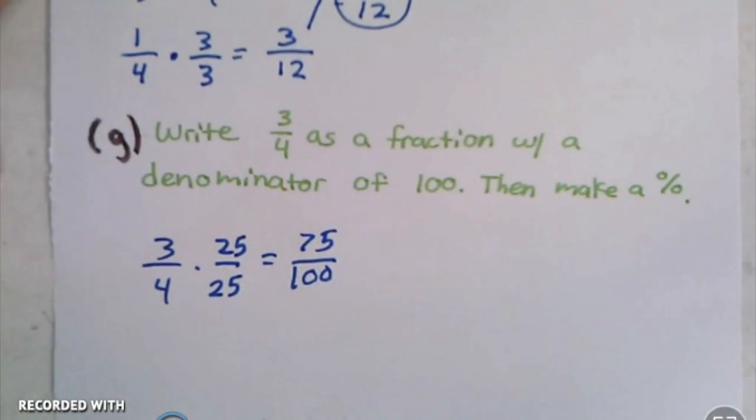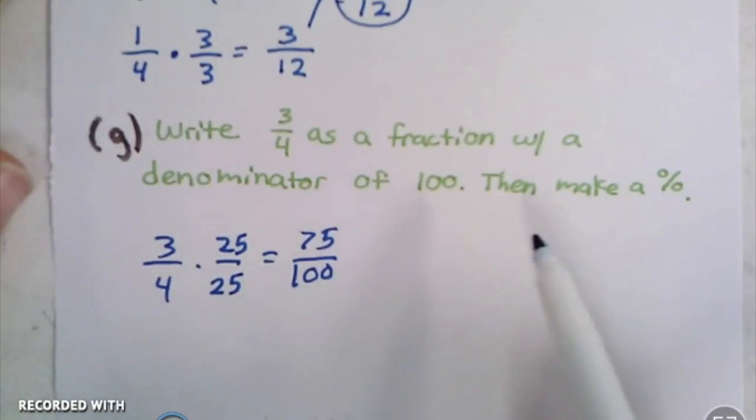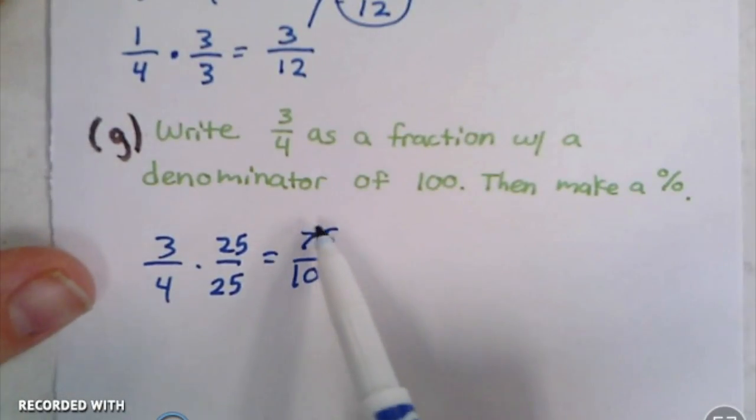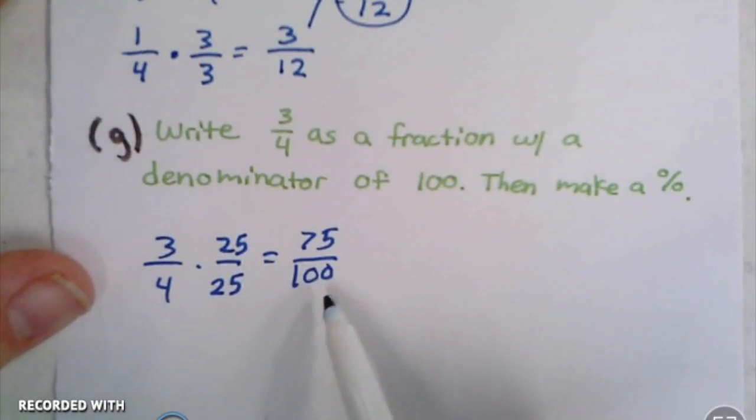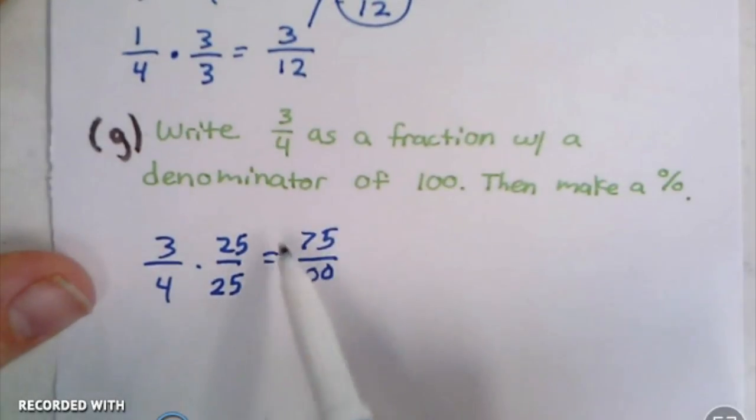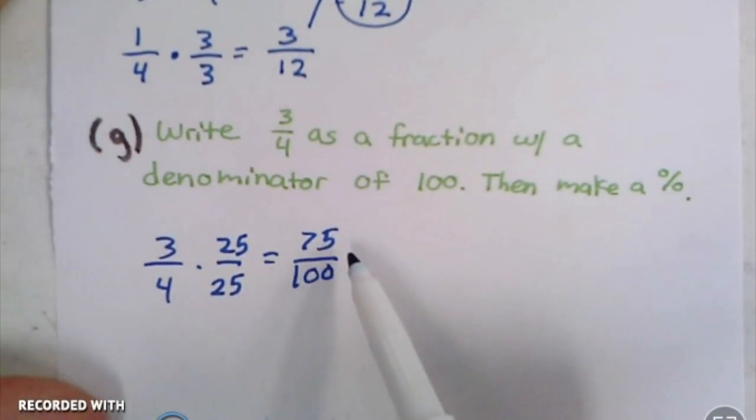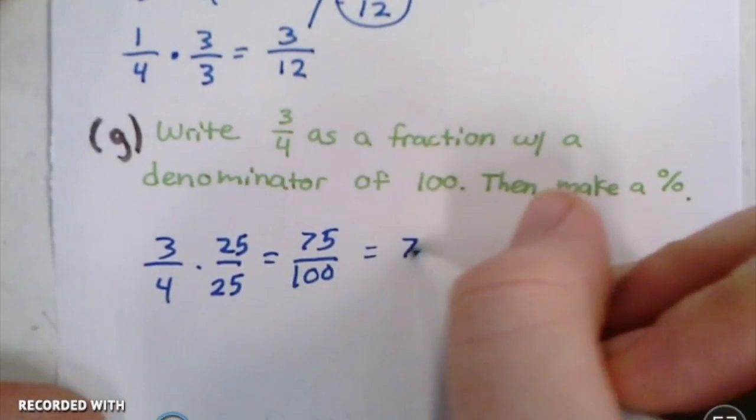And now the second step says to make it a percent. Well, remember that any number over 100 in a fraction is what the percent would be. Okay, so this means that this is 75%.